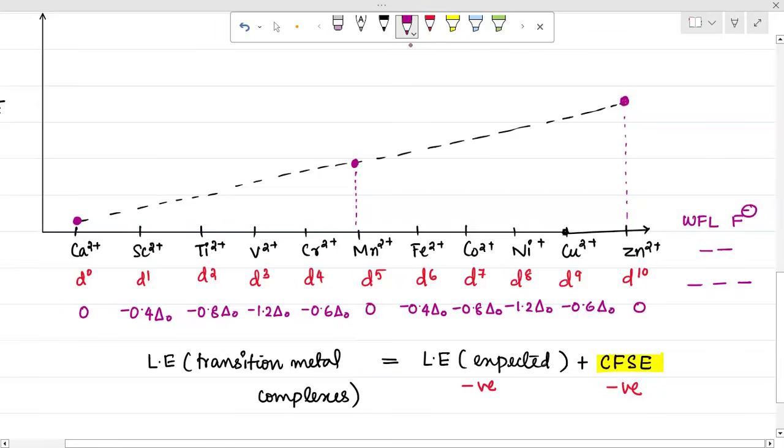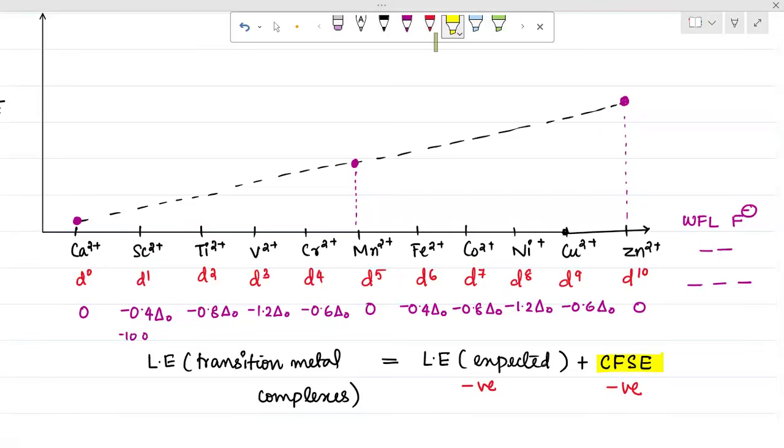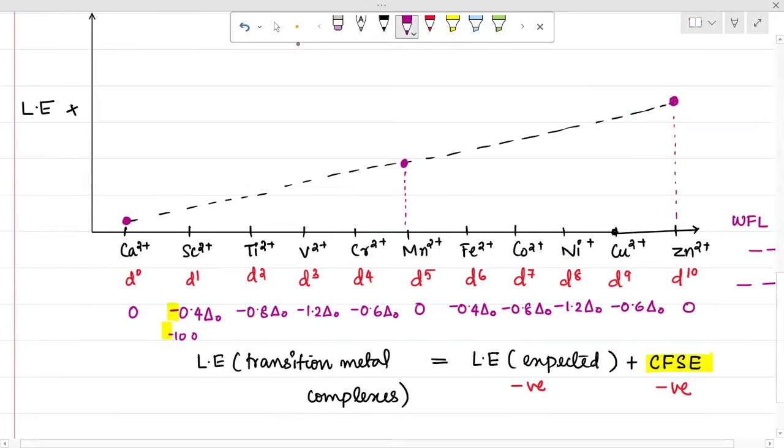Scandium. You have some value of lattice energy and to which you're adding more. Let's say it was minus 100 and you're adding more, minus 0.4 delta O, to it. Understand that the negative sign just denotes stability. Do not think that this is a positive axis. Why are we writing it towards up? No. You're taking the modulus. So when you take the modulus, negative denotes more stability, and 100 plus 0.4 delta O is what you have.